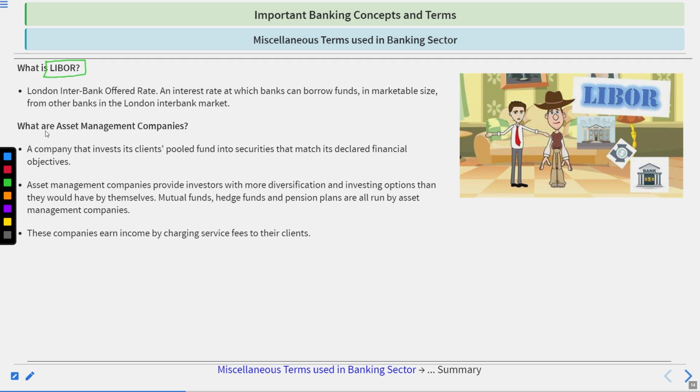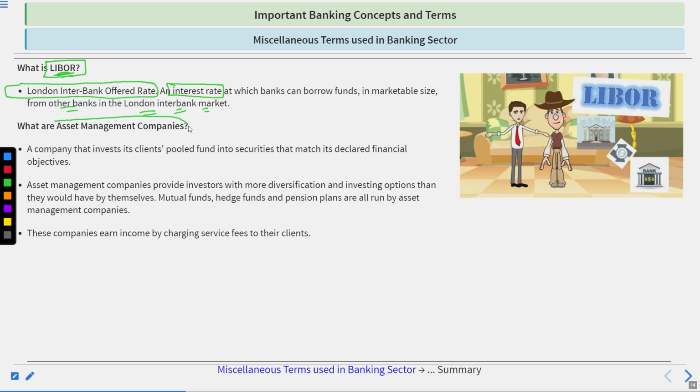If you are dealing in the trade of foreign currencies, then you must have heard about LIBOR. LIBOR stands for the London Interbank Offered Rate. It is an interest rate at which banks could borrow funds in marketable size from other banks in the London interbank market. Like if some bank has access to funds and another bank does not, then they could meet in the London interbank market, and at some interest rate, the bank will give the funds to the needy bank.